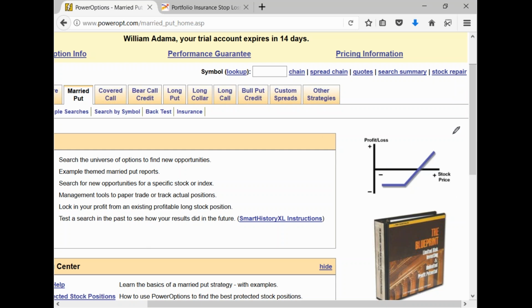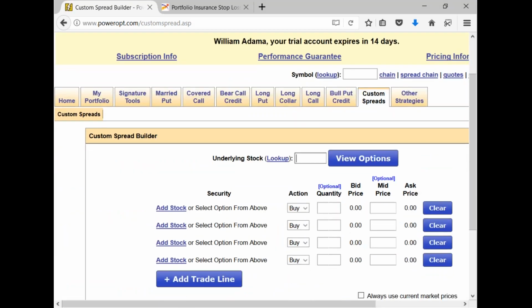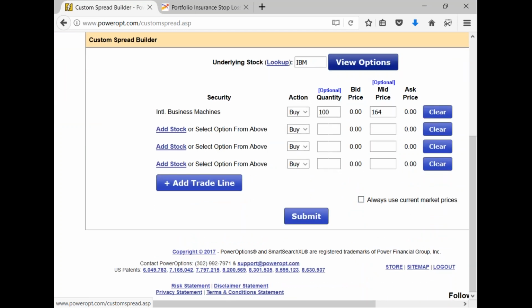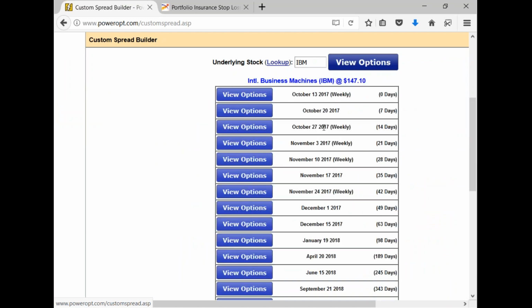Well, I had a conversation with a customer this morning who has IBM. We're just going to take a look at it real quick. He owns IBM at 164 is the average price. And he has multiple shares, almost a couple thousand shares. We're just going to do 100 for this example. Well, IBM is currently trading at about 147. So he's holding a $17 loss on this covered call play.